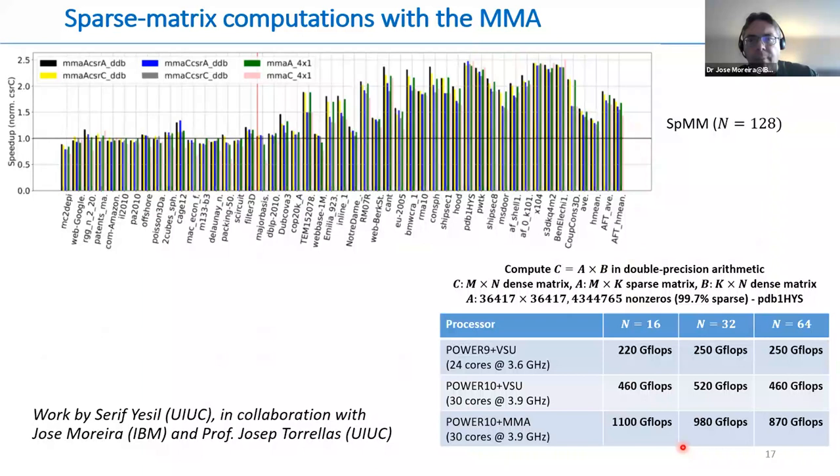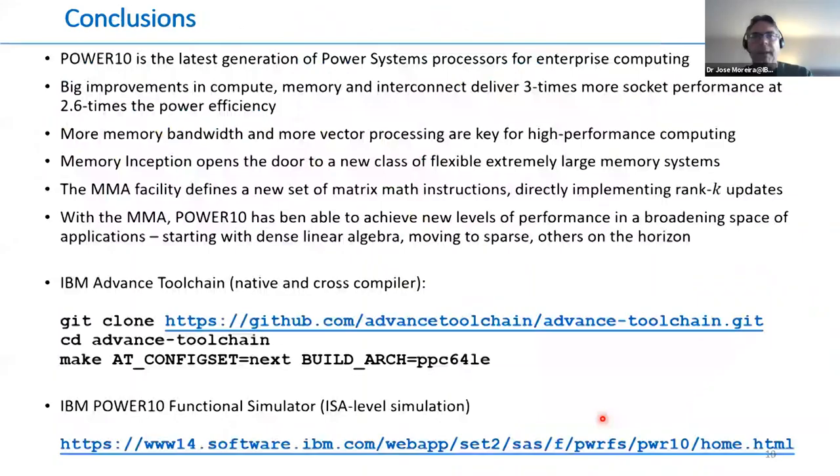We were very happy to see one particular sparse matrix times dense matrix multiply that got over a teraflop. This is a code that used to get a couple hundred gigaflops on POWER9, got almost half a teraflop on POWER10 using only the vector unit, but by using the matrix unit we went over a teraflop on a sparse matrix code. So let me conclude.